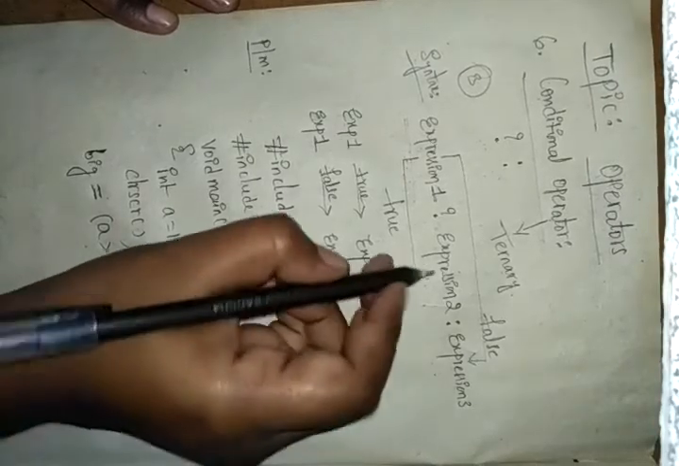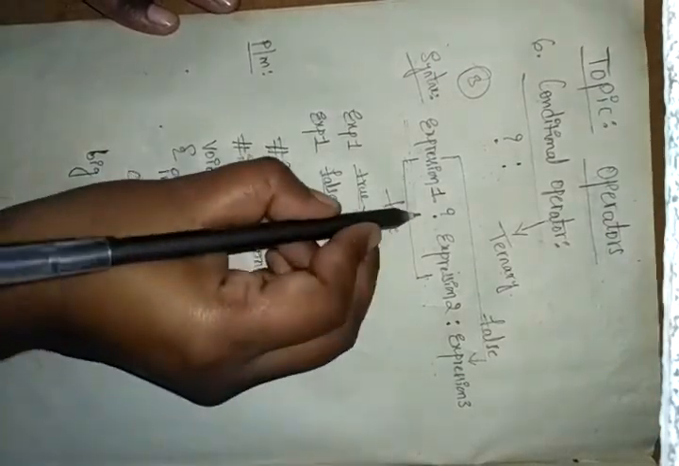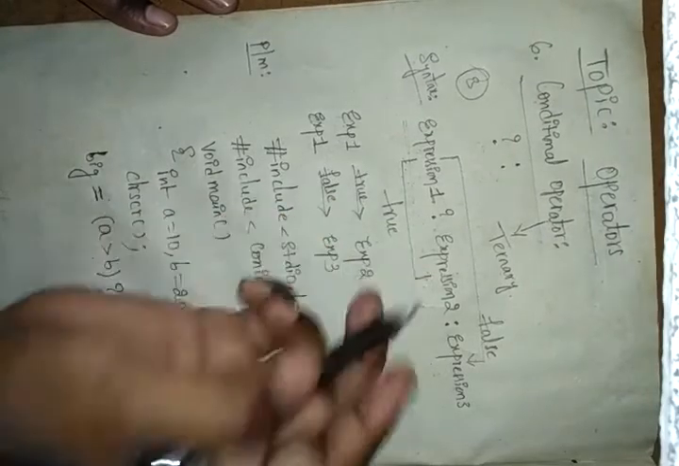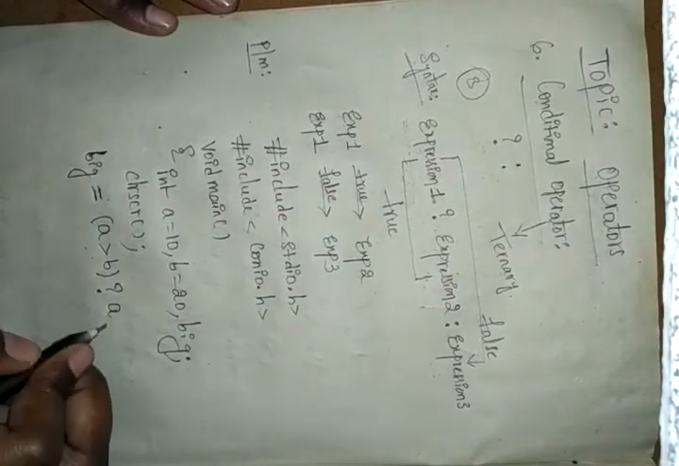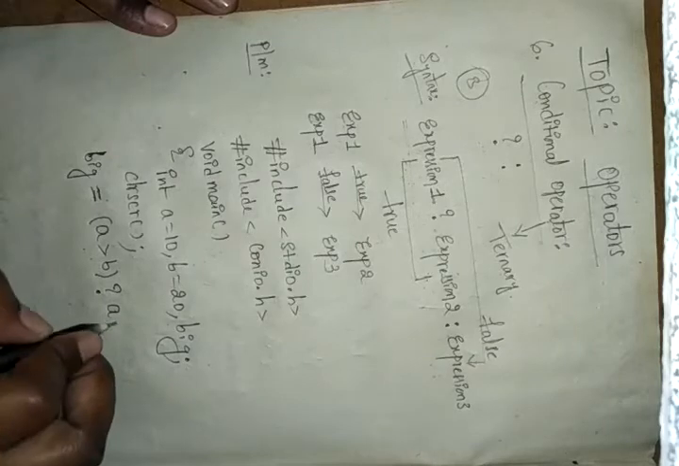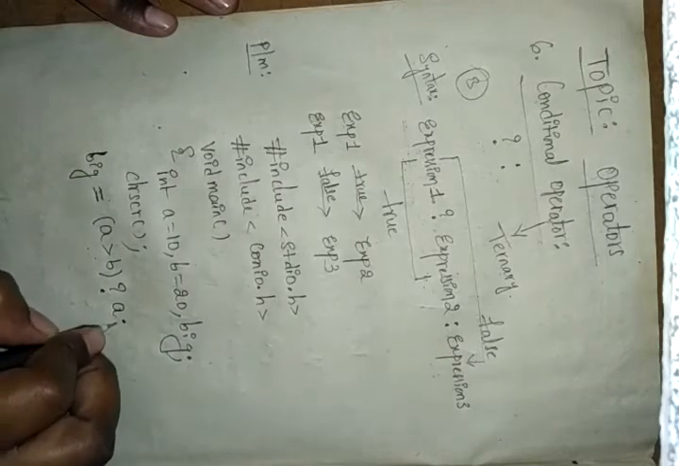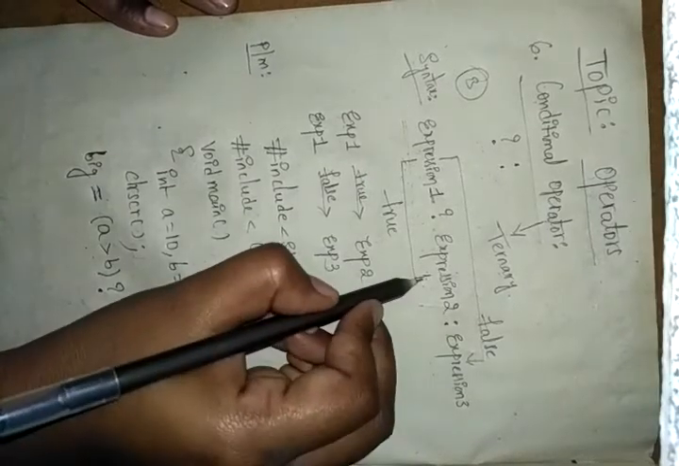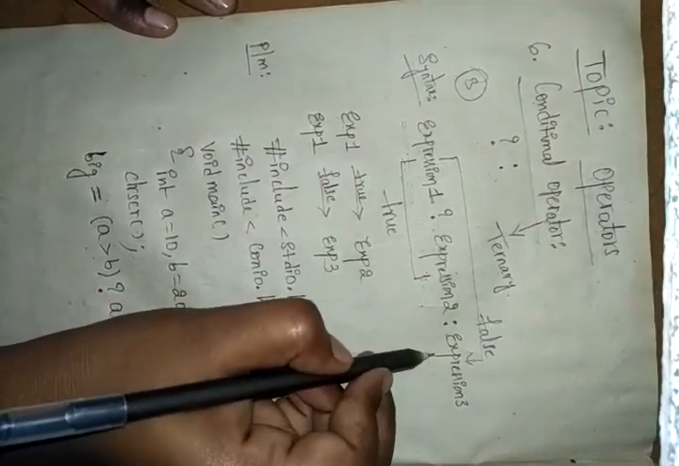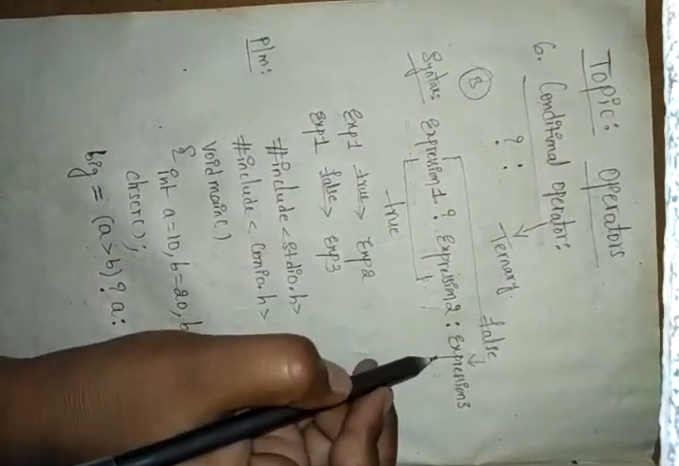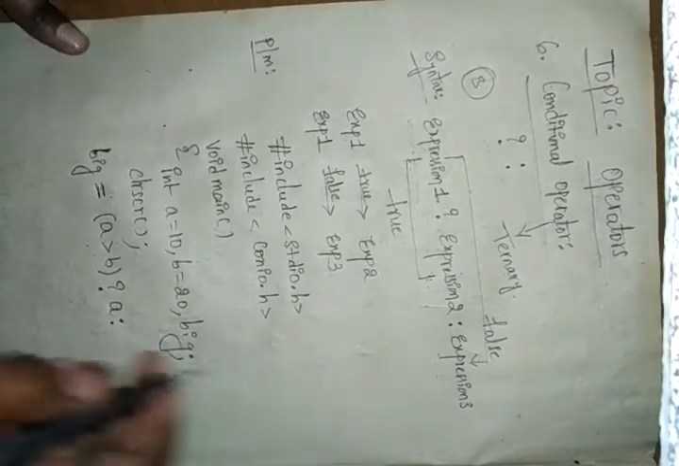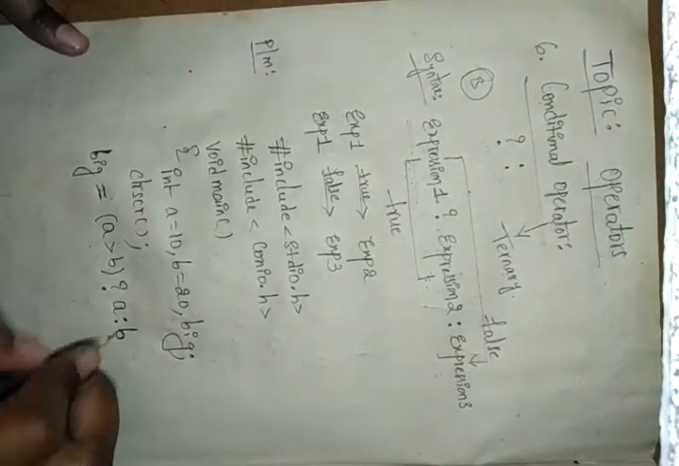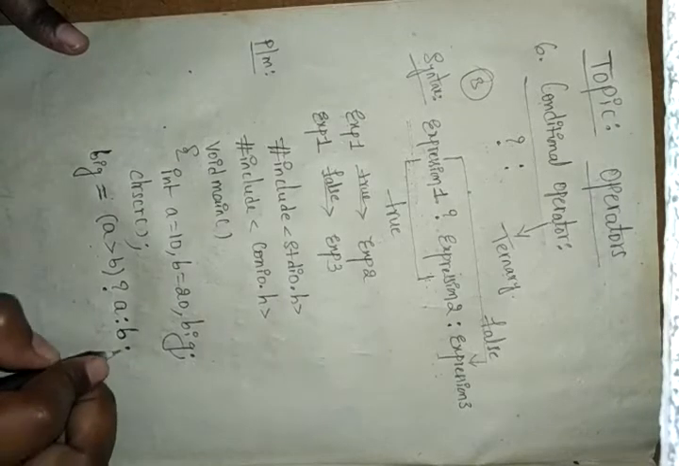Next, after the question mark we have expression 2. Here I am taking expression 2 as a. And next I am taking the colon after a. After expression 2 we have expression 3. Here for expression 3 I am taking b. And give the semicolon for this.